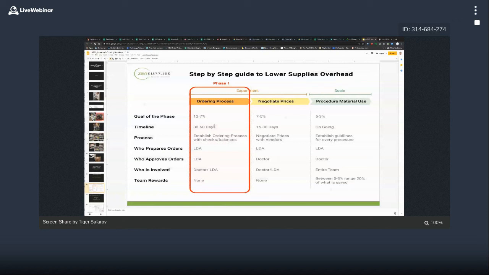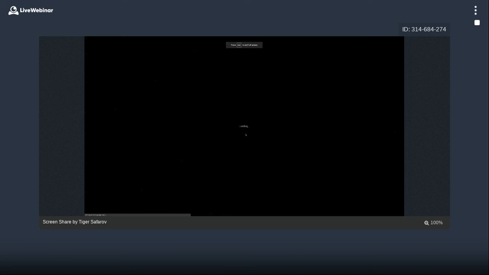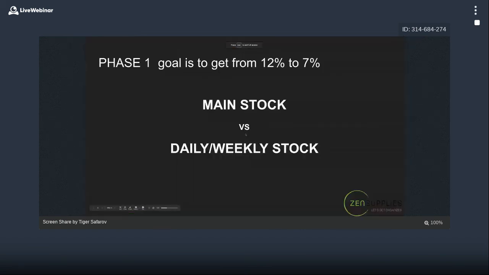Unfortunately, most of the offices in the country, when they learn that their supplies are above 7% of collections, they just call their reps right away and try to get cheaper prices. They go into marketplaces like Net32 and try to buy supplies cheaper, which I don't think is the first thing that any office should do. In my opinion, and what we've built and recommended, first you need to have the process in place. That's what we're going to talk about right now: having a process. So what do we mean by that? Main stock versus daily stock.